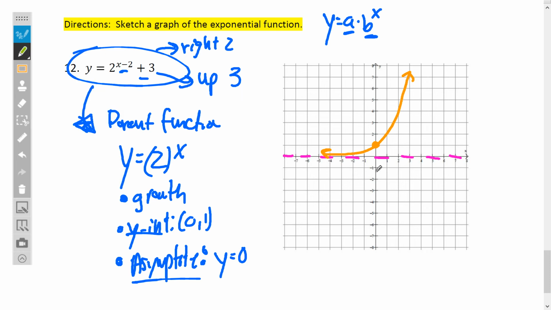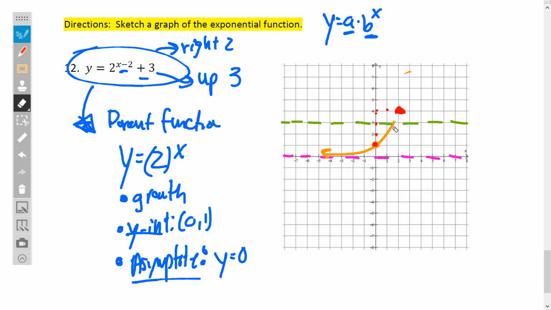So the asymptote is no longer at 0. It's actually moved up here to 3. And our y-intercept is no longer at 1. It's actually moved up by 3 as well and moved to the right by 2. So it's actually right here. Now it looks like it's on the old graph, and it might be, but I doubt it.